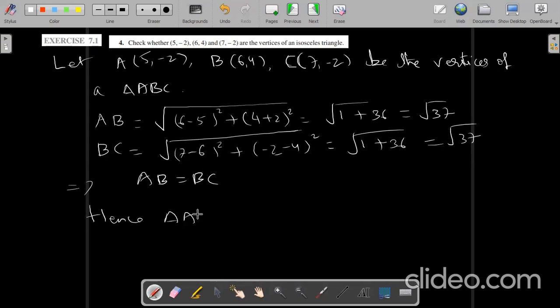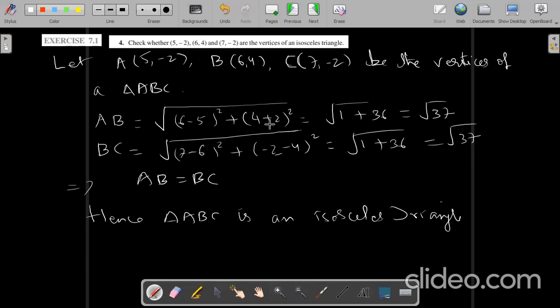ABC is an isosceles triangle. Okay, so it is proved that it is an isosceles triangle.